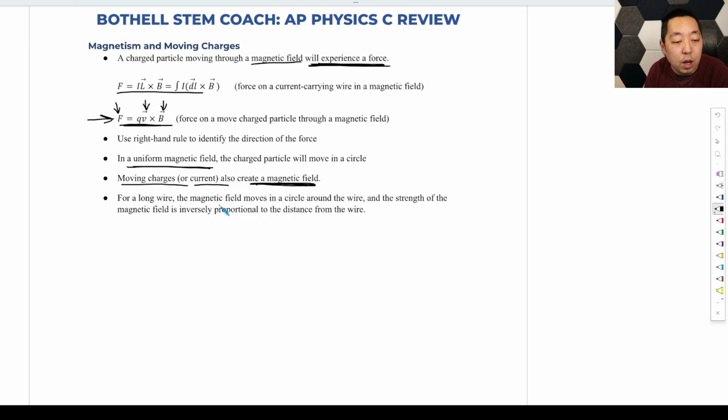Okay, for a long wire, the magnetic field moves in a circle around the wire, and that's due to symmetry. So if I have a very long wire, there's no reason to think it should be longer on one side because I have rotational symmetry. If I rotate it, it should look the same, which means the magnetic field has concentric circles, because remember, magnetic fields have to be those closed loops.